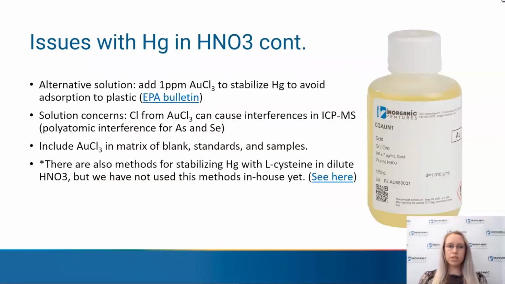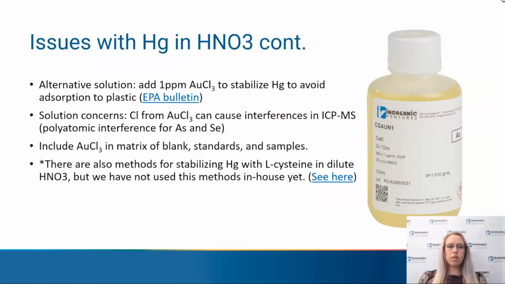So another option for stabilizing your mercury and nitric acid without using glass containers is you can stabilize with 1 ppm gold trichloride. We have a link to the EPA bulletin that recommends this here. Inorganic Ventures does sell a 1000 ppm gold standard in nitric acid, but just be aware that this does still contain chloride, as the starting material is still gold trichloride.